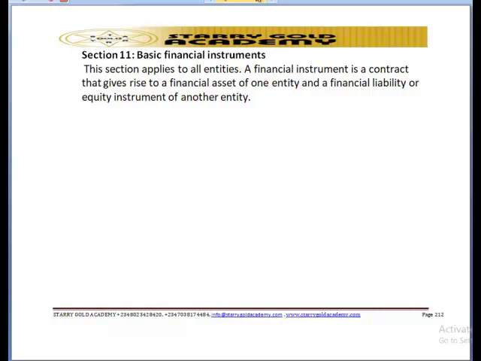On initial recognition, an entity must recognize a financial asset or financial liability only when the entity does what? Becomes a party to the contractual provision of the instrument. So when you become a party to the contractual provision of the instrument, you must immediately recognize a financial asset or liability. Are we making any sense at all? So we've considered the initial recognition.